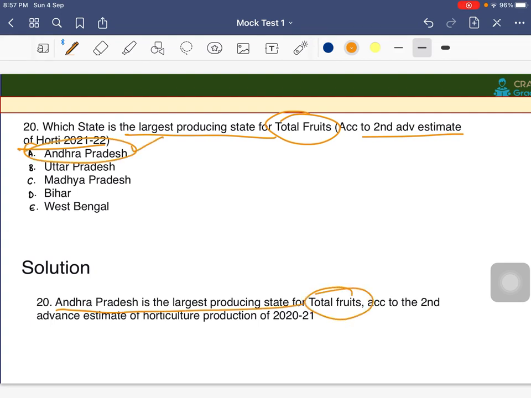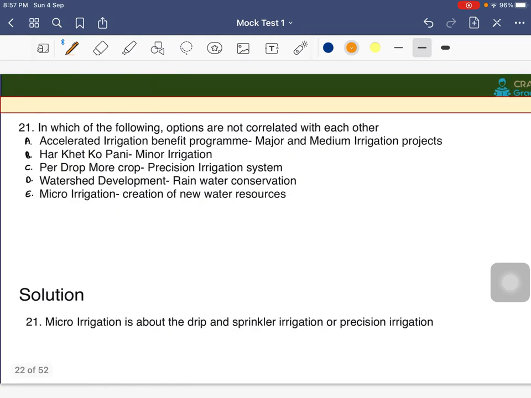Next question. Which of the following options are not correlated with each other? The options are: Accelerated Irrigation Benefit Programme, major and medium irrigation projects; Har Khet Ko Pani, minor irrigation projects; Per Drop More Crop, precision agriculture system; Watershed Development, rainwater conservation; Micro irrigation, creation of new water resources. Okay, therefore the answer will be E, micro irrigation, creation of new water resources.